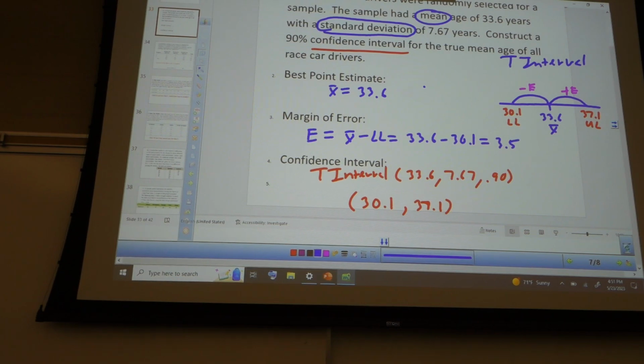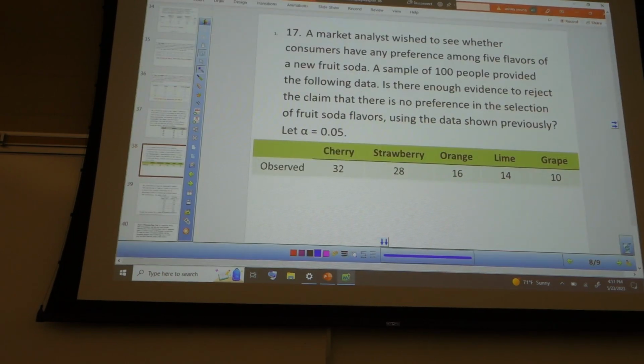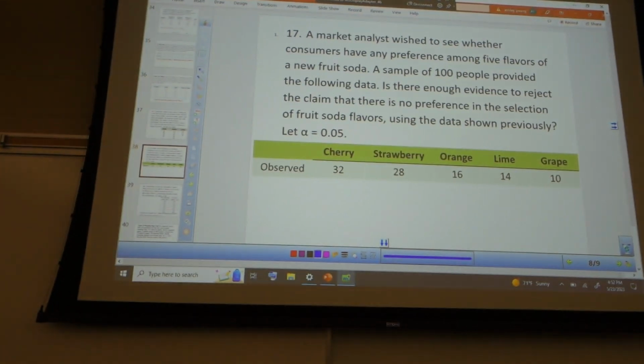All right. So I think we're on to 17, which looks like this. Let's take a look at this one and think about what kind of problem this is. Just take 15 seconds. Sort out what kind of problem this is. What did you folks come up with?